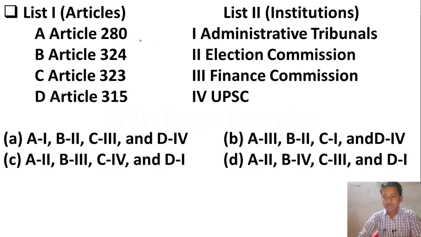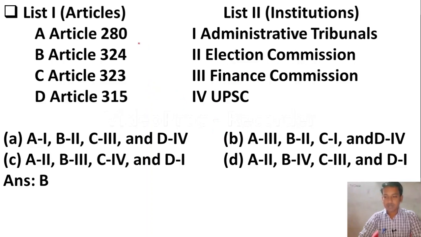Here list 1 shows articles and list 2 shows institutions. Articles 280, 324, 323, 315, and the institutions: administrative tribunals, election commission, finance commission, UPSC. Here the right answer is option B.